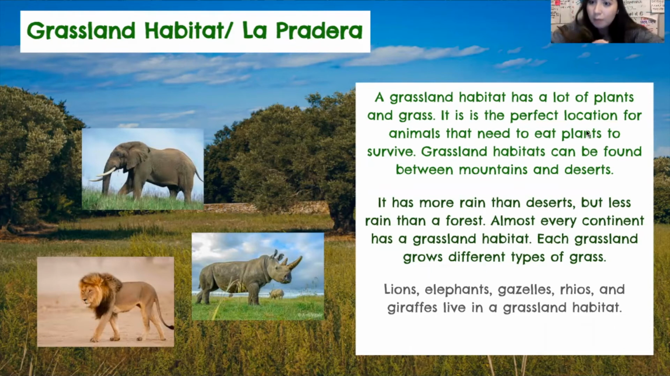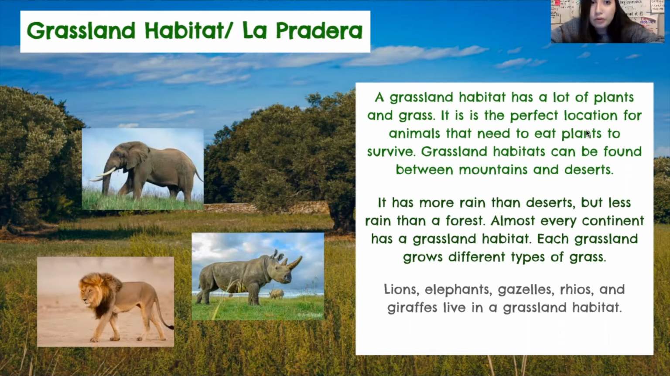than a forest, because sometimes a forest can have a river or a pond, but you won't find many rivers and ponds in a grassland area. You're only going to see lots of grass and trees. Almost every single continent has a grassland habitat. I mean, not in America, my goodness. Every single continent in the world has a grassland habitat for animals to survive. And each grassland habitat grows different types of grass.